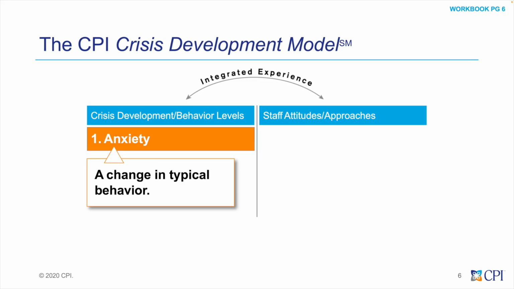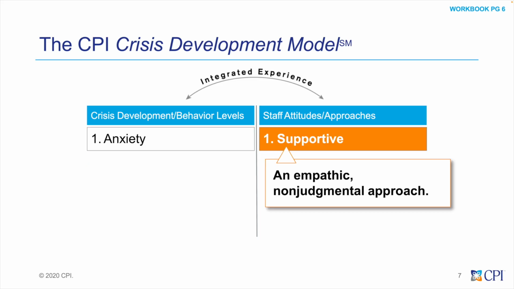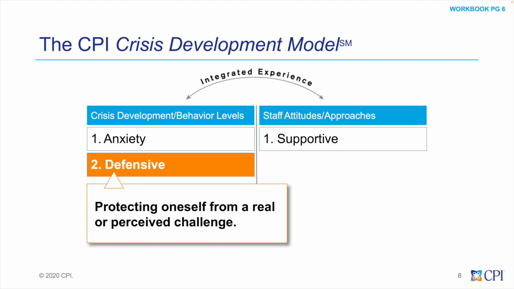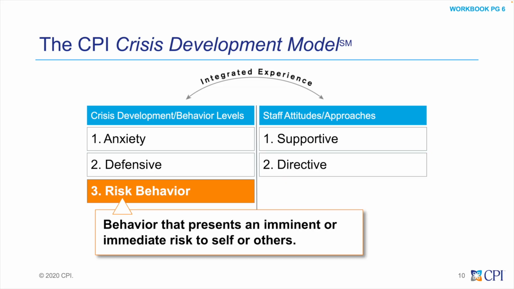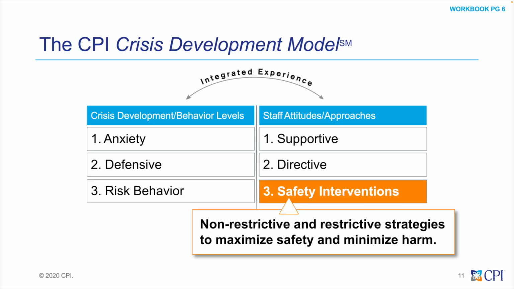So whenever anxiety is being portrayed, our staff attitudes and approaches should be very much a supportive stance, right? An empathic, non-judgmental approach. Whenever students are feeling defensive, right, protecting oneself from a real or perceived challenge, we definitely need to be a little more directive, right, providing clear direction or instruction when it comes to de-escalating the situation. Of course, there's behavior that presents an imminent or immediate risk to self or others. Our job, as the safety interventionists, is non-restrictive and restrictive strategies to maximize safety and minimize harm.